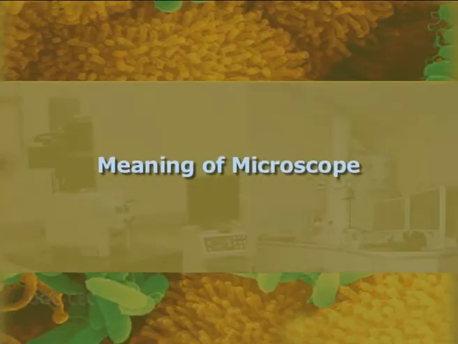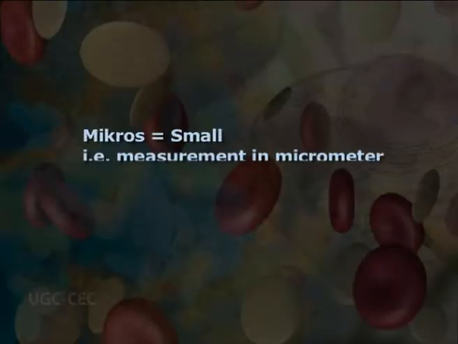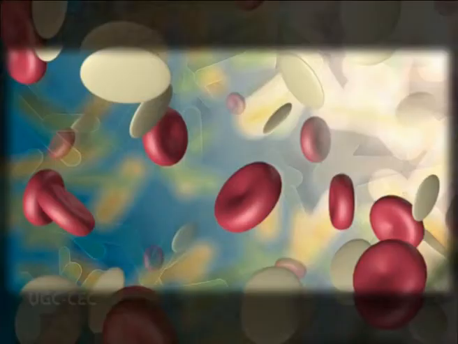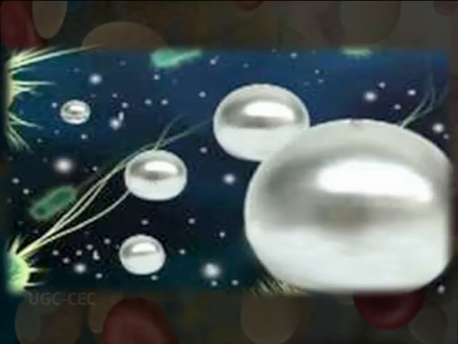Let us first understand the general meaning of microscope. The term microscope comprises two Greek words, micros meaning small, that is measurement in micrometer, and scopio meaning to look at. Ever since the dawn of science, there has been an interest in being able to look at smaller and smaller details of the universal objects. Especially biologists have wanted to examine the structure of cells, bacteria, viruses and colloidal particles.